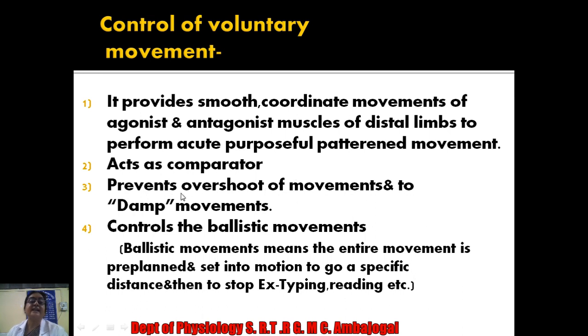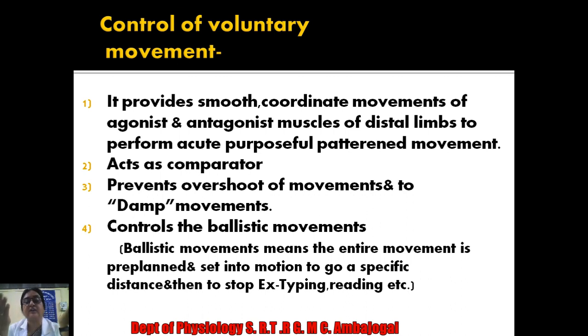Then, while carrying out the movement, it will prevent overshoot of the movement, and to damp the movements means it decreases the oscillation of the movements. It also controls the ballistic movements. So what is meant by ballistic movement? Ballistic movement means the entire movement is pre-planned and set into motion, and it will start, go for some distance, and then stop.